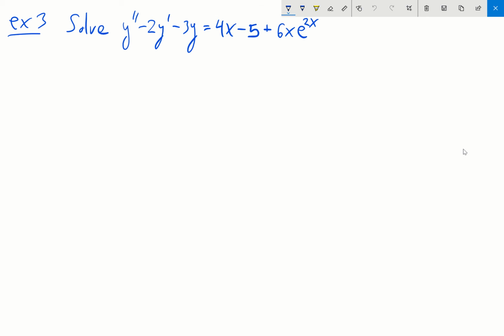Let's take a look at example 3. In example 3 from section 4.4, we want to solve the differential equation y double prime minus 2y prime minus 3y equals 4x minus 5 plus 6x e to the 2x. So again, we'll solve for the complementary function first.